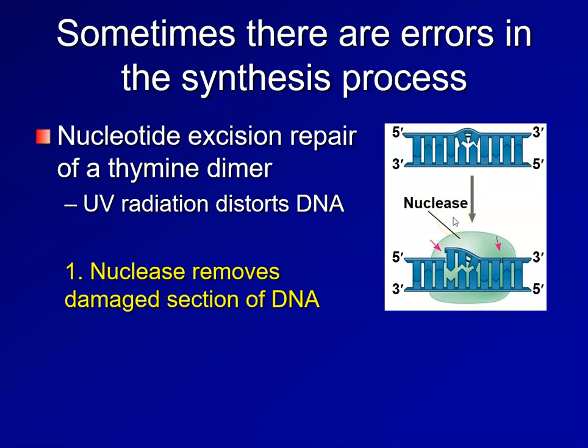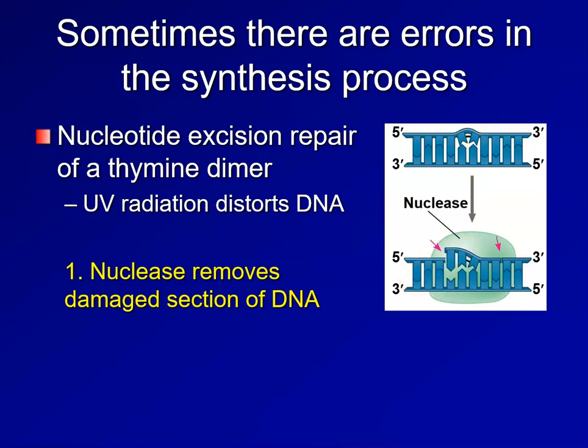Nuclease can remove damaged sections of DNA like little scissors. It just kind of goes in there and snips out the damaged section. And so the example shown here is something that happens when there's too much ultraviolet radiation exposure that can distort DNA, causing what's called a thymine dimer. It's where you have these two thymines next to each other, and it forms like a kink in the daughter strand. So the nuclease can detect that and remove it.